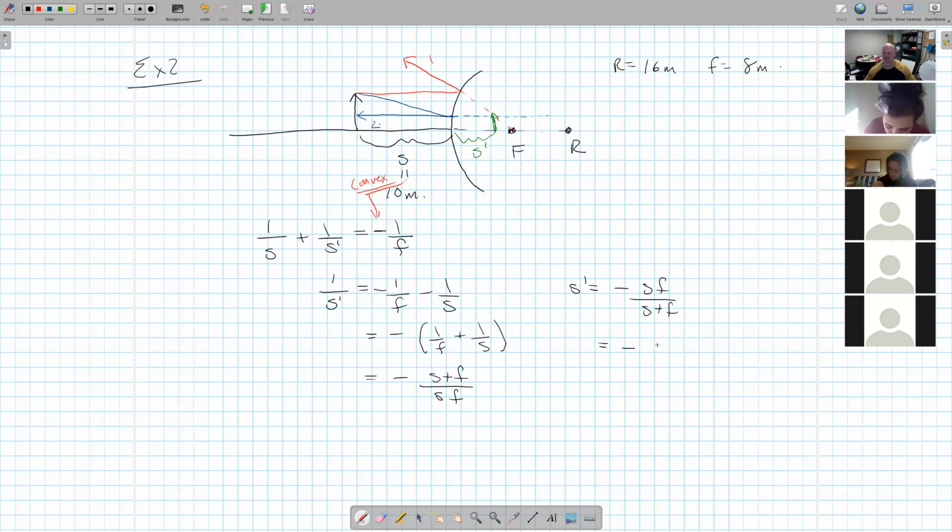So plug that in and it becomes a negative of 10 times 8 divided by 18, right? And this all has units of meters.